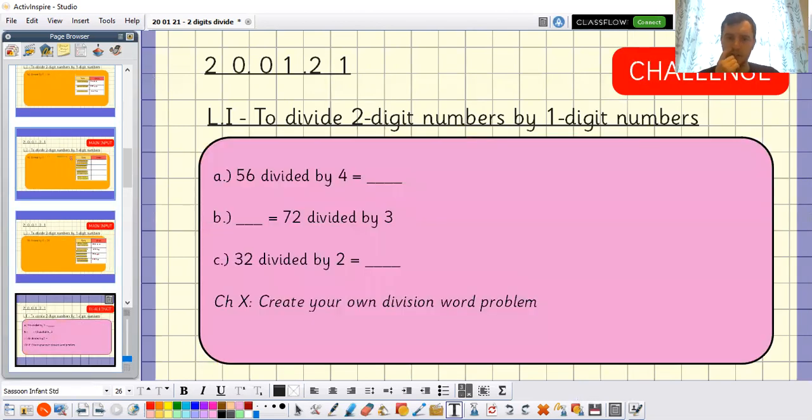Now we're going to have a go at some challenges. If you're thinking that seems like quite a confusing concept, feel free to go back, have a look at those examples again, and work through them there. Otherwise, let's look at these ones together. So our first one is 56 divided by 4, then 72 divided by 3, and lastly 32 divided by 2. And if you want an extra challenge, can you create your own division word problem? As always, pause the video here, have a work through those by yourself, and then we'll look through those answers together. Let's work through those together then.